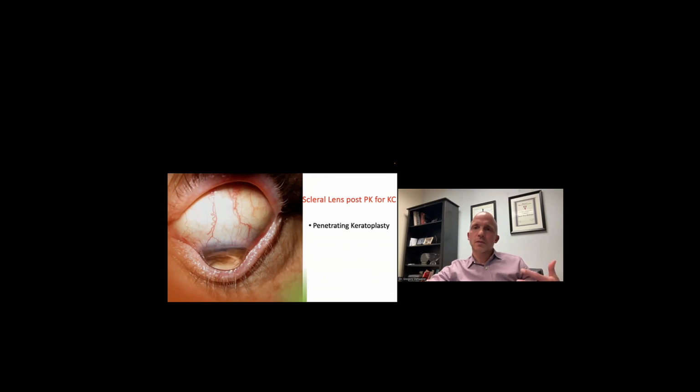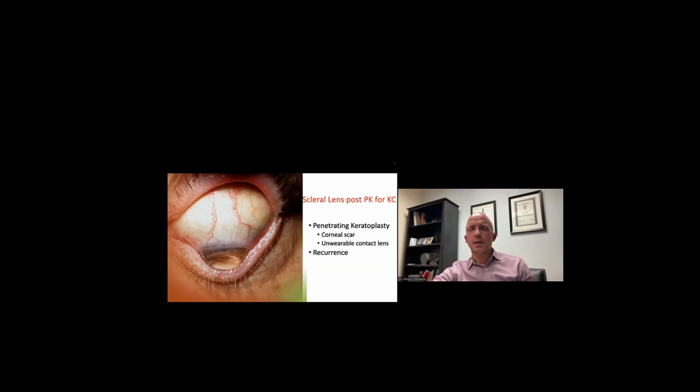All right, next I want to talk a bit about fitting the post-PK patient. Penetrating keratoplasty is an option for some patients that have keratoconus. And the two major reasons to have a transplant would be because they have a corneal scar, which can commonly happen with advanced disease or high drops, or they are unable to wear a contact lens, which luckily, again, with scleral lens use, is becoming a thing of the past.